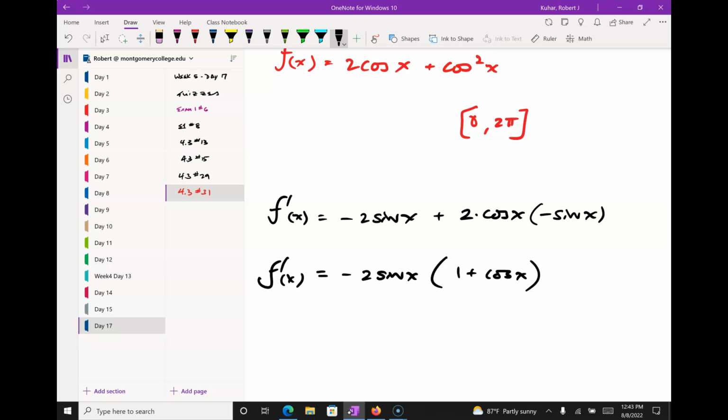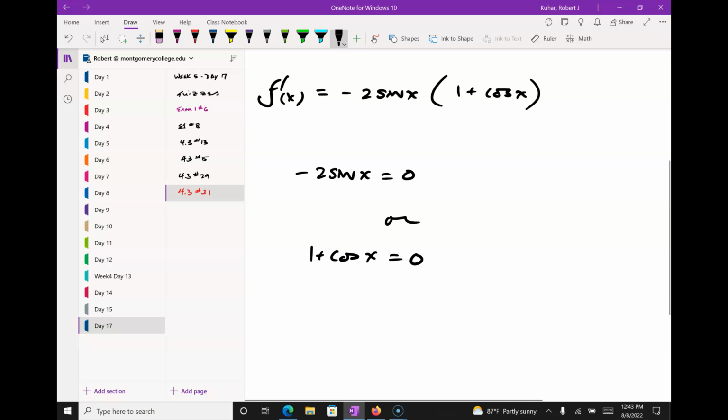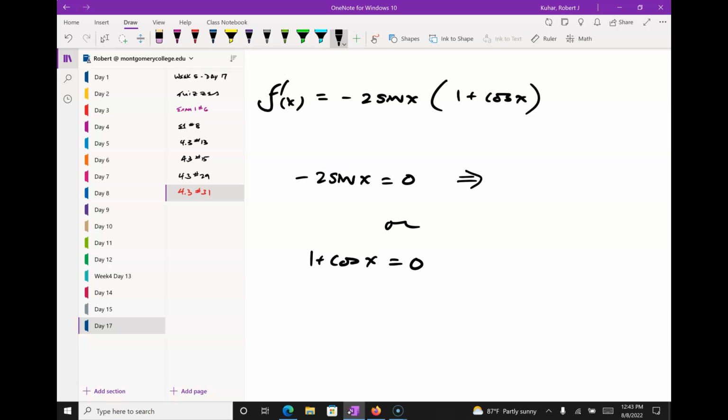Yep. So I know two things here, right? A times b is 0 means a is 0 or b is 0. So I know negative 2 sine x equals 0, or 1 plus cos x equals 0. This one is giving me sine x equals 0, which I know happens at 0, pi, and 2 pi. And this one is giving me cos of x is negative 1, which I know happens at pi. But I've already got that, so my criticals are here.